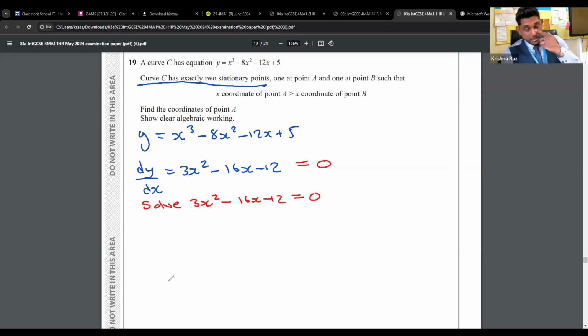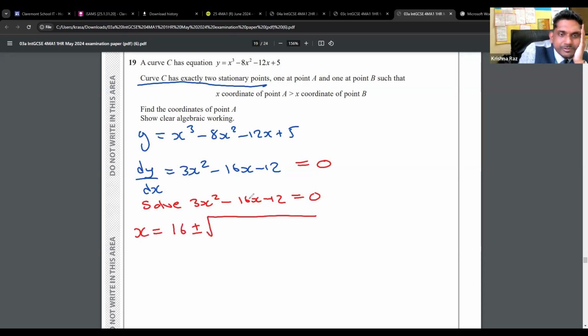I was just thinking about factorizing. We could also solve it by formula. Yeah, let's solve by formula. So x equals minus b plus or minus the square root of b squared. So 16 times 16 is 256, I believe. Minus 4 times 3 times minus 12. 4 times 3 is 12. 12 times 12 is 144. All over 2 times 3.